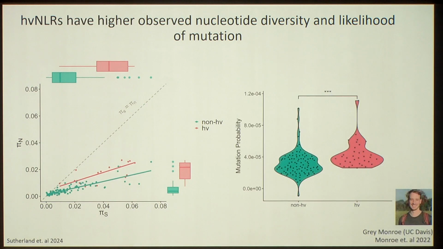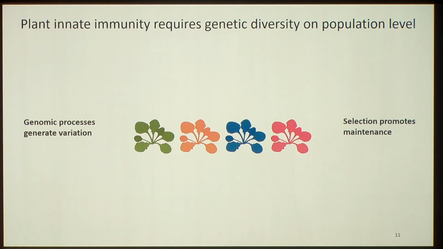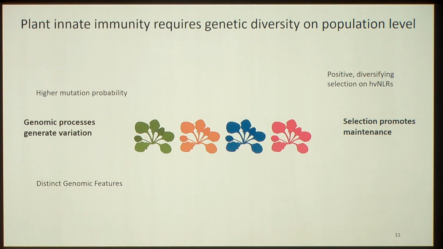This was corroborated by mutational likelihood based on chromatin state, which we calculated in collaboration with Dr. Gray Monroe at UC Davis. We observed that highly variable NLRs have a 30% higher mutational likelihood based on their chromatin state. So if we zoom out and think about what's going on in Arabidopsis, we observe this higher mutational probability and distinct genomic features that, by some unknown mechanism, are likely increasing or affecting this mutational probability. And we observe positive diversifying selection on highly variable NLRs and purifying selection on non-highly variable NLRs.